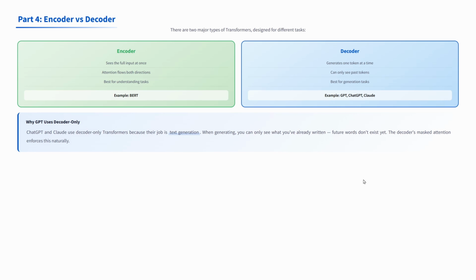So why do ChatGPT and Claude use decoder-only architecture? Because their job is text generation. When you are generating text, you can only see what you have already written. Future words don't exist yet. The decoder masked attention enforces this naturally. Each position can only attend to earlier positions, which matches exactly how text generation works.